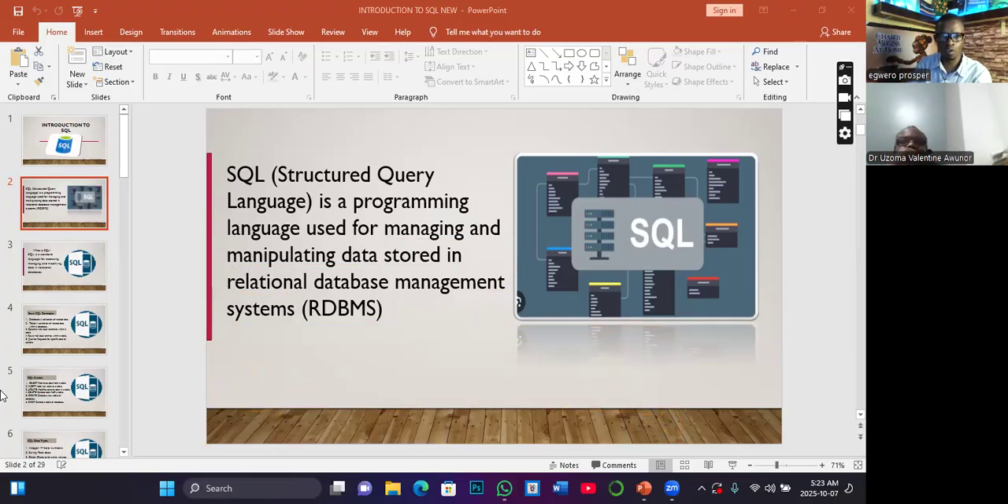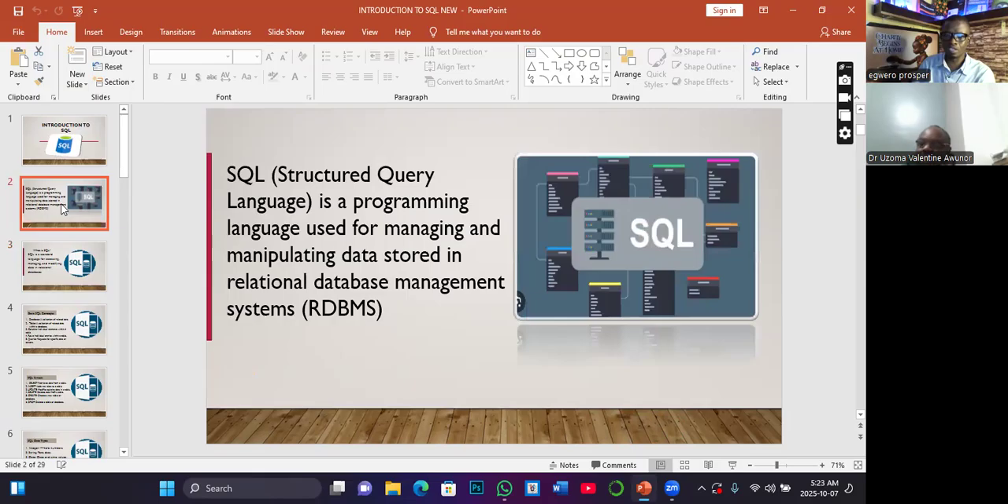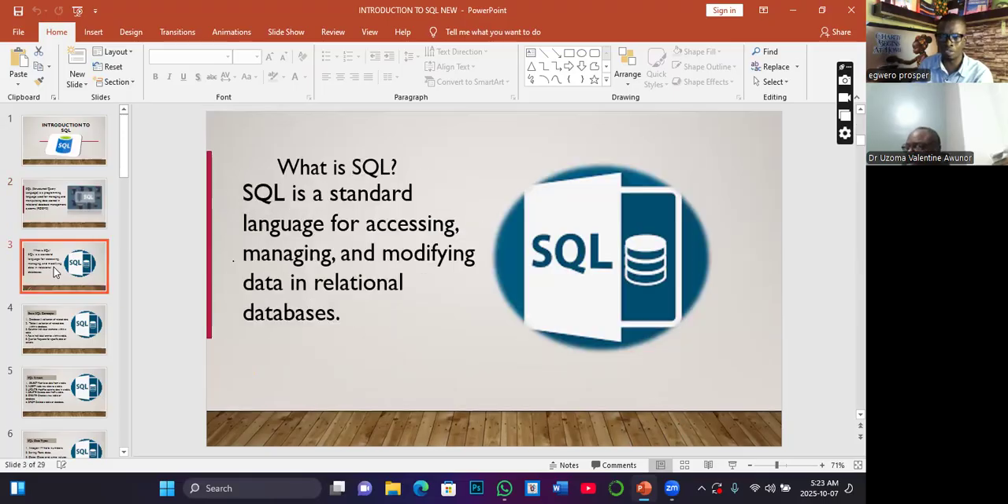All right. So now, let's quickly look at, still expatiating on, the full meaning of SQL. So now that we understand that SQL is a programming language, like we just defined here, that is used to manage and manipulate data stored in a relational database or in a database. Now, what is SQL? SQL is the standard language for accessing, managing and modifying data in relational databases.